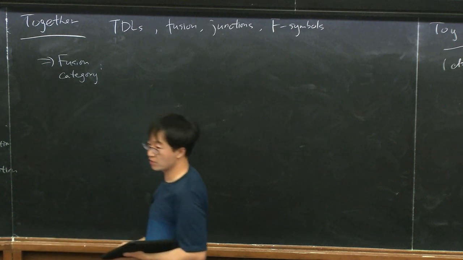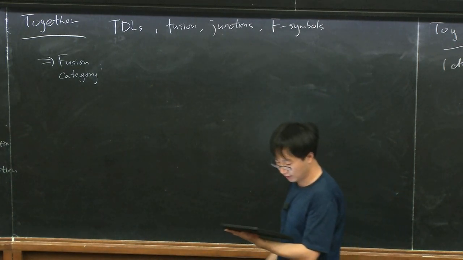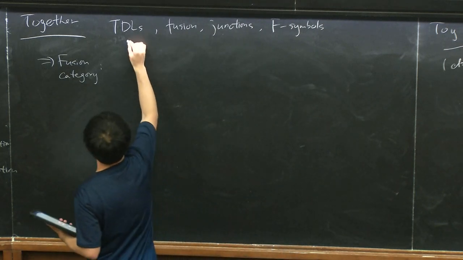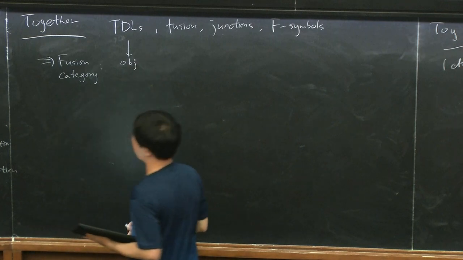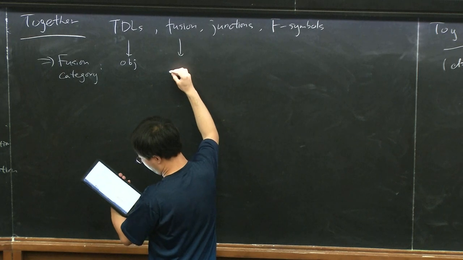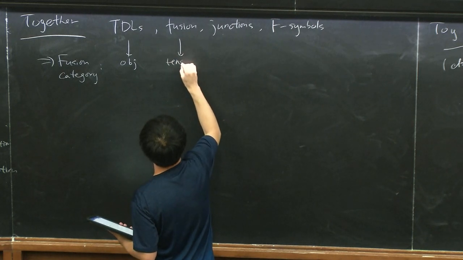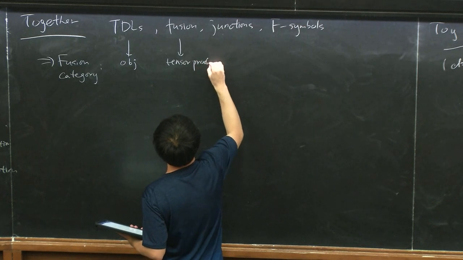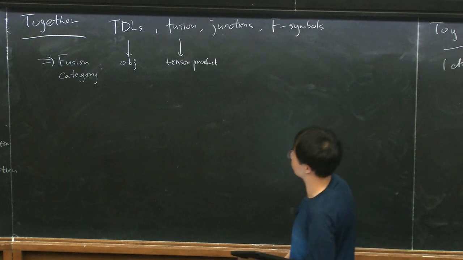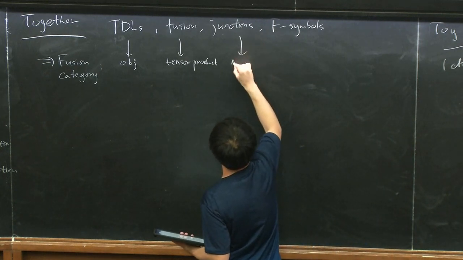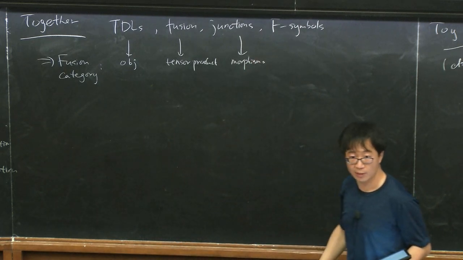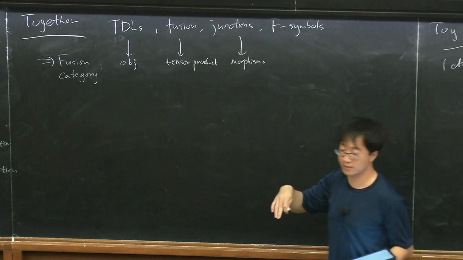So this is just some references in case you have heard about the category before and you want to make connection to the notion of category in this language. In this case, the underlying objects for the fusion category are the topological defect lines. The fusion will describe the tensor product between these objects in this fusion category. The fusion category has, in particular, a structure of a tensor product. And these junctions lead to morphisms between objects in the fusion category, and in particular, between objects and their tensor products, okay?